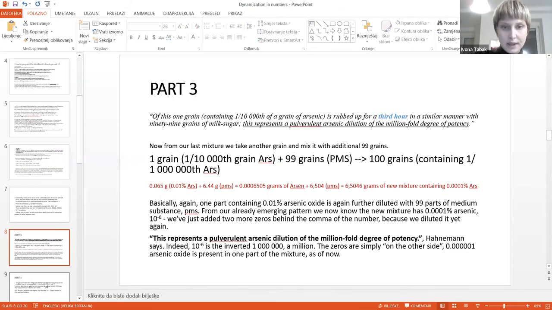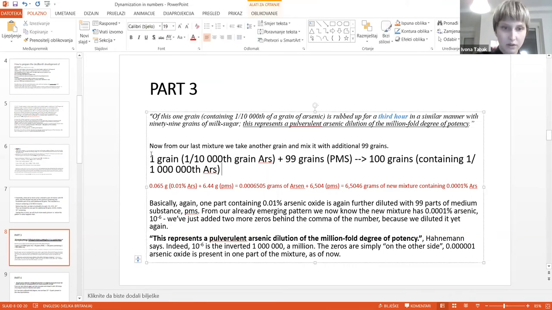So we go to part three of how we make the potency. He takes of this last mixture, we take again 1 grain. And as we said, this 1 grain contains 1/10,000th of a grain of arsenic. And again, for 3 hours. So far we have 9 hours of making the potency. And again, with 99 grains of milk sugar, we make a millionfold degree of potency.